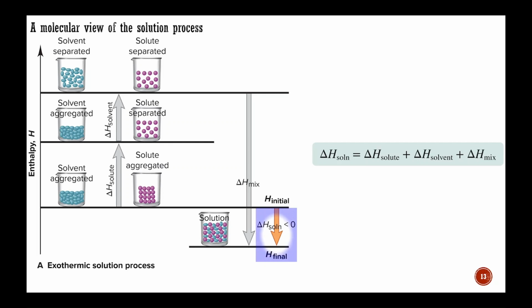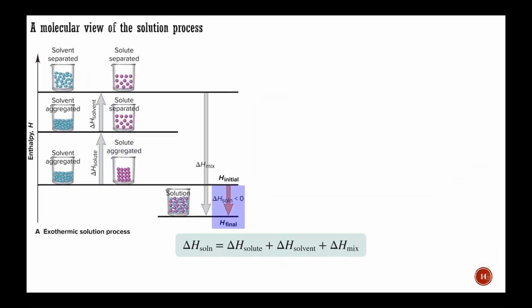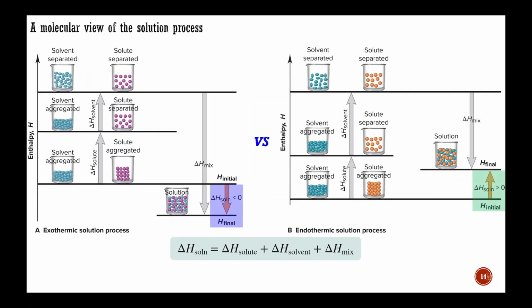The overall solution formation process is exothermic when the enthalpy of solution is negative, meaning the energy given off in the third step is greater than the sum of the energy required for the separation of solute and solvent molecules. The overall process can also be endothermic when the enthalpy of solution is positive, meaning the energy given off in the third step is less than the total energy required for the separation of solute and solvent molecules.